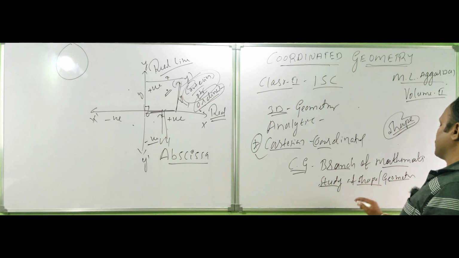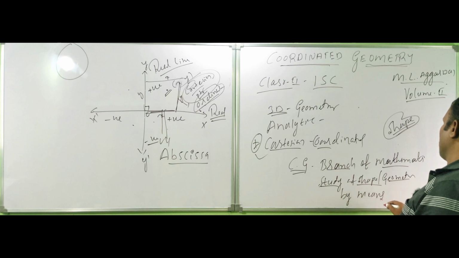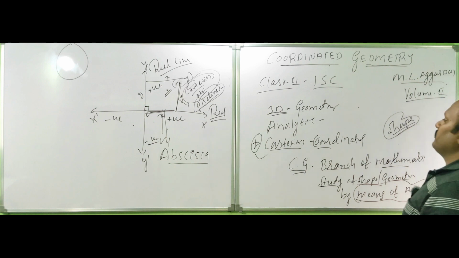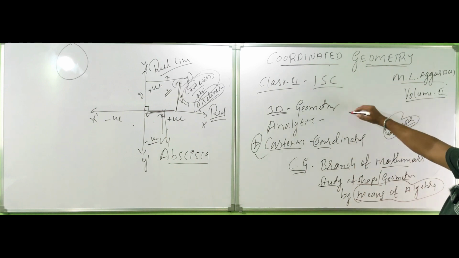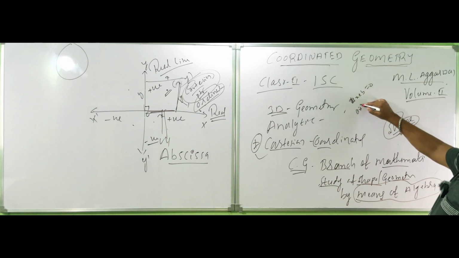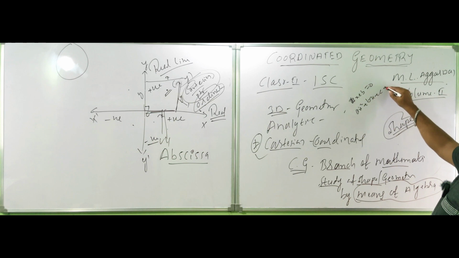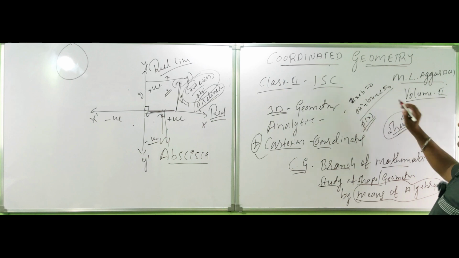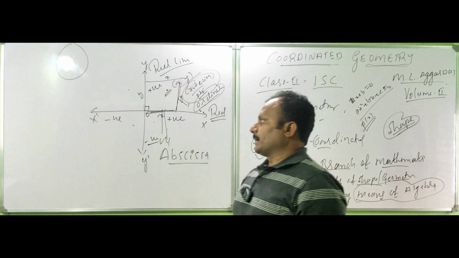It is the study by means of algebra. This is very important. Coordinate geometry means by means of algebra, in the form of ax plus b equals 0, ax squared plus bx plus c equals 0, or any form of p of x, a polynomial function of degree n.